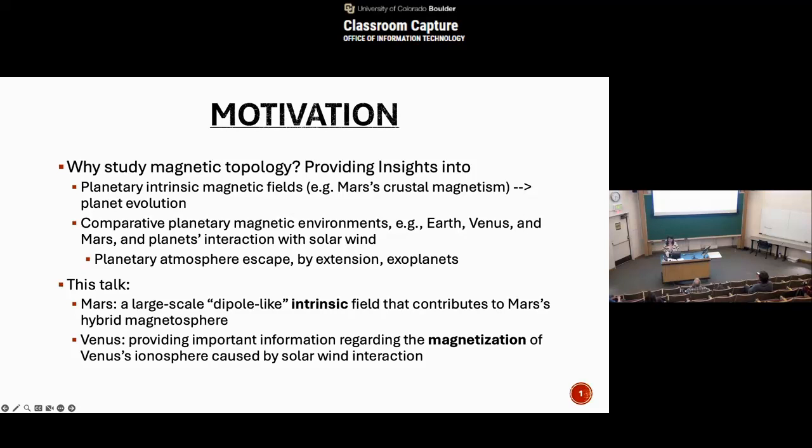For example, at Mars, it helps you understand the crustal magnetism. So that helps you understand the planet evolution. And also, it helps you understand the magnetic environment at different planets. So in this talk, I'm going to touch on Earth, Venus, and Mars. And you can compare the different magnetic environments at these different planets.